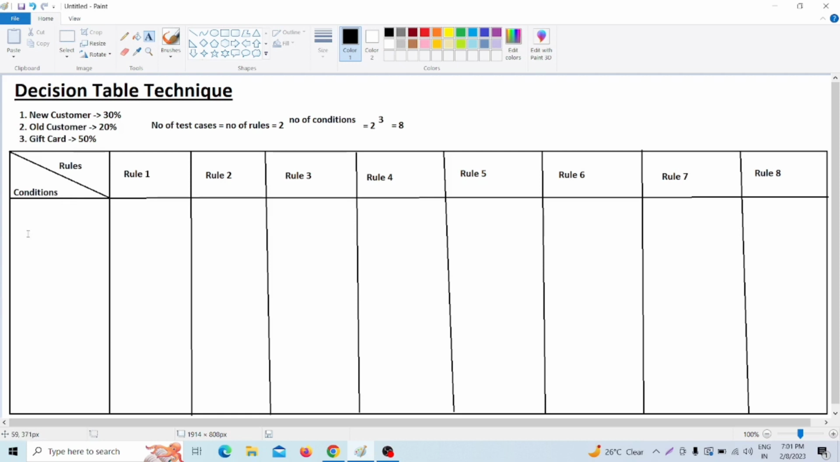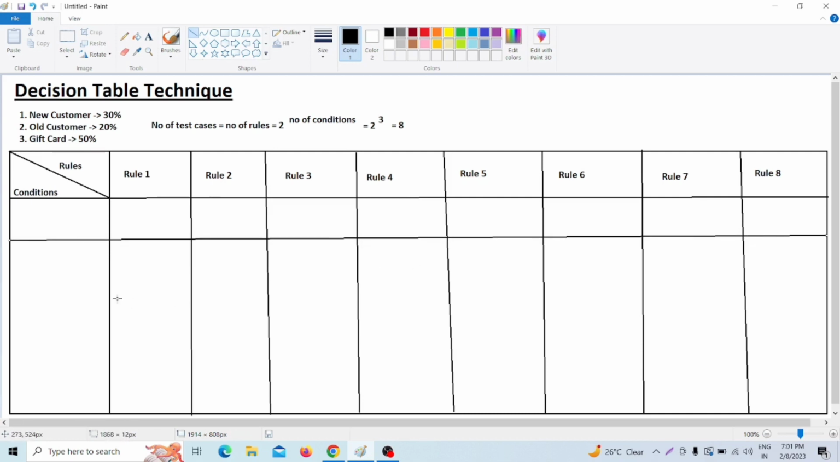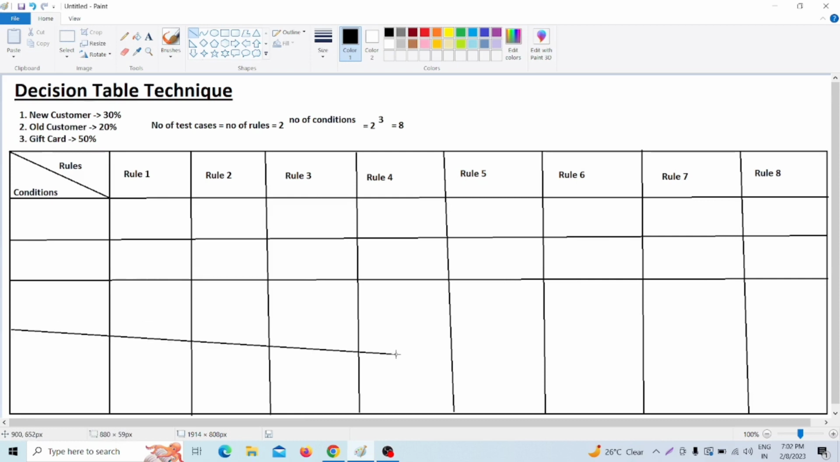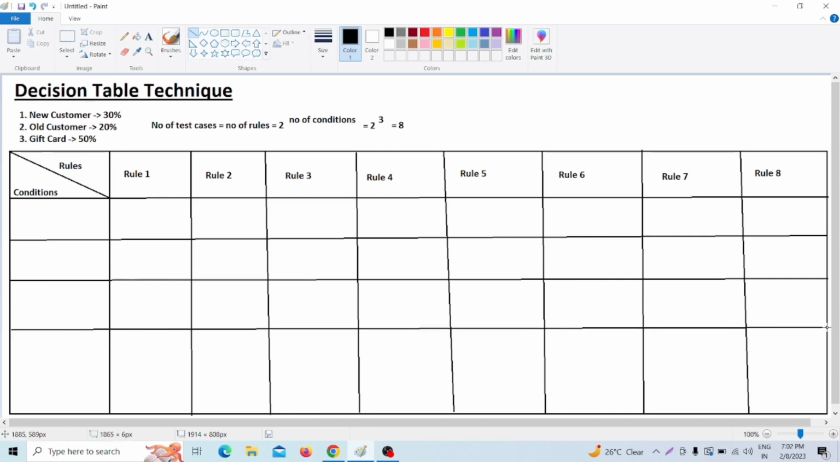Now, how many conditions are there? 3 conditions are there. That means this is one condition, this is one condition, and this is one condition. So 3 conditions are there, and the last one is for the result, meaning status.